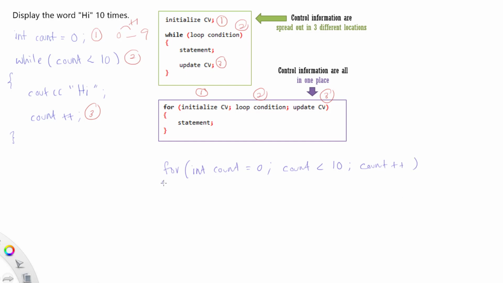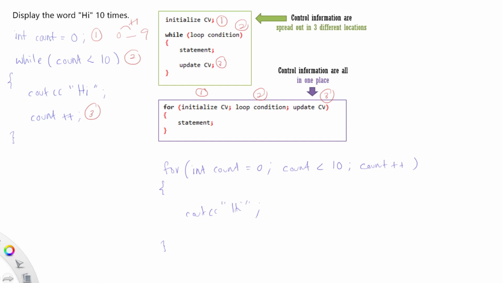Then you just open up your curly braces. What is inside here are the things that you want to repeat. So what do you want to repeat? I want to repeat the word hi. So how will this hi be repeated? It will be repeated 10 times according to these three statements that you've placed.